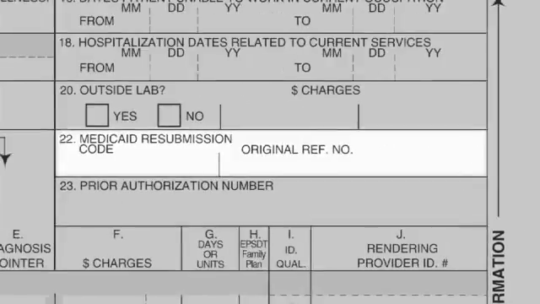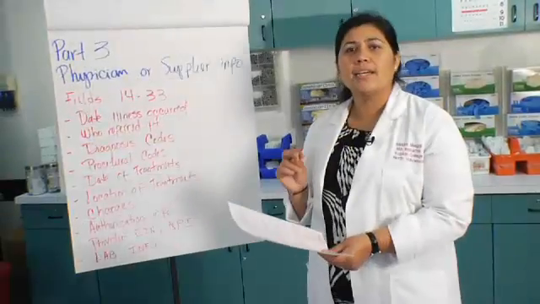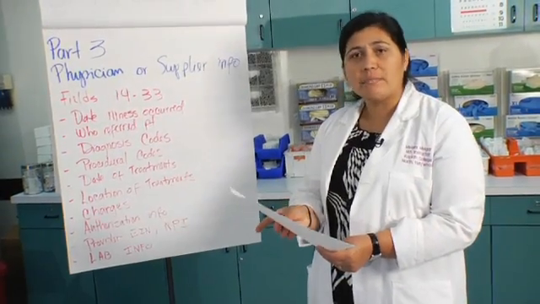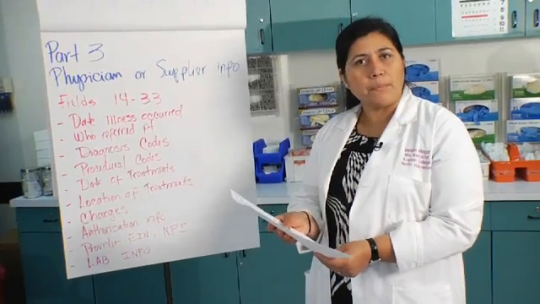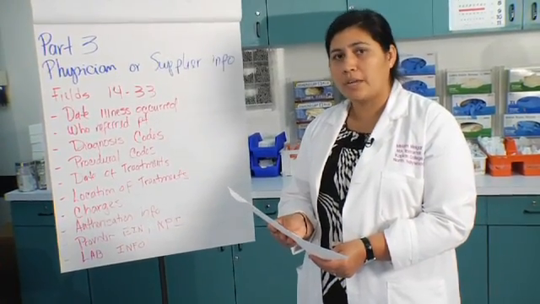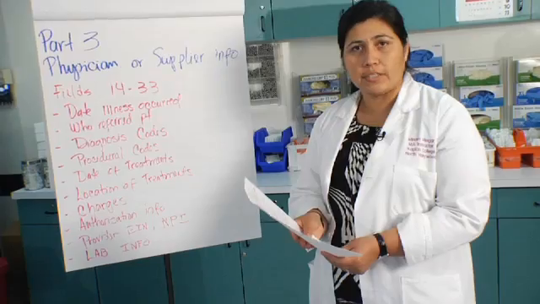Field number 22, Medicaid resubmission code and original reference number. This is only referring if we have a Medicaid-related resubmission claim. If we have a PPO that's an initial claim, we do not need to worry about this field.